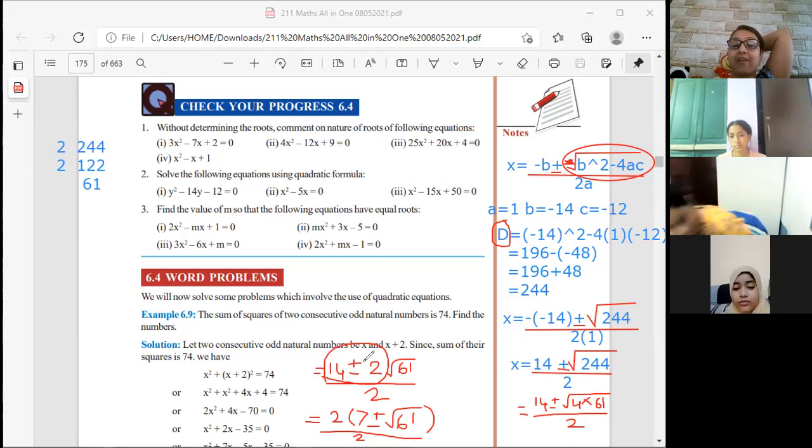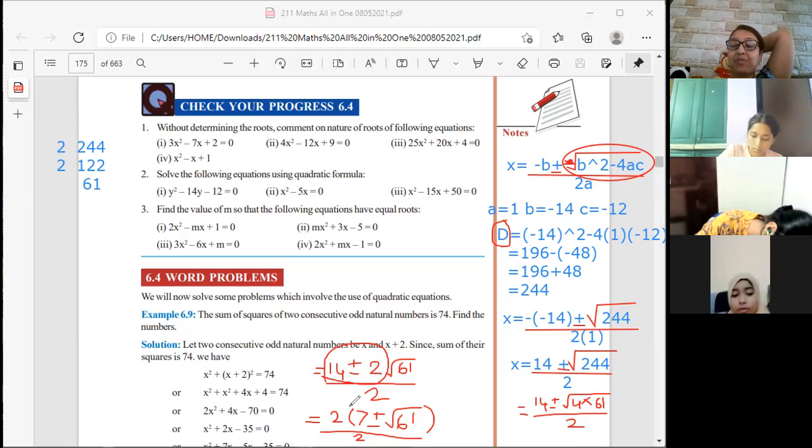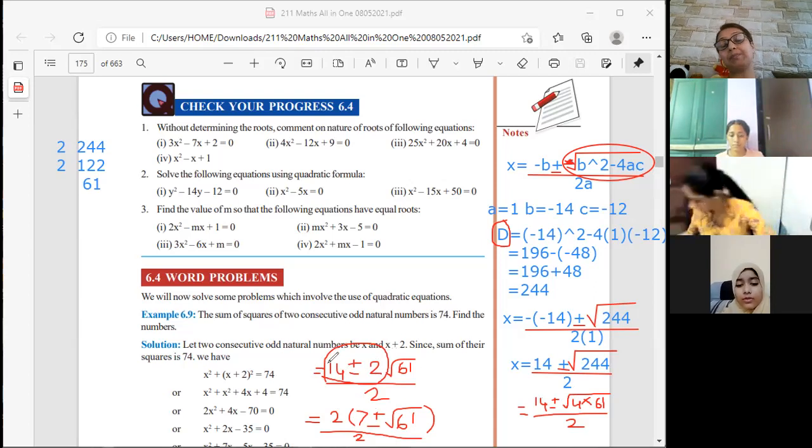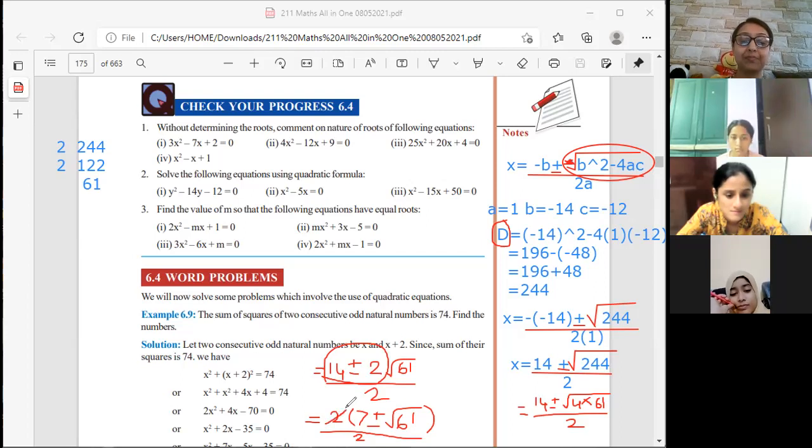Now I have got 14 and I have got 2. Both go in 2 times table. So I remove that out. Now when I remove that out, 2 sevens is going to be 14, and 2 multiplied by root 61 is going to be 2 root 61. Yes or no? And you know why I took this out common? Because I want to cut it with the 2 that is in the bottom to get the answer.